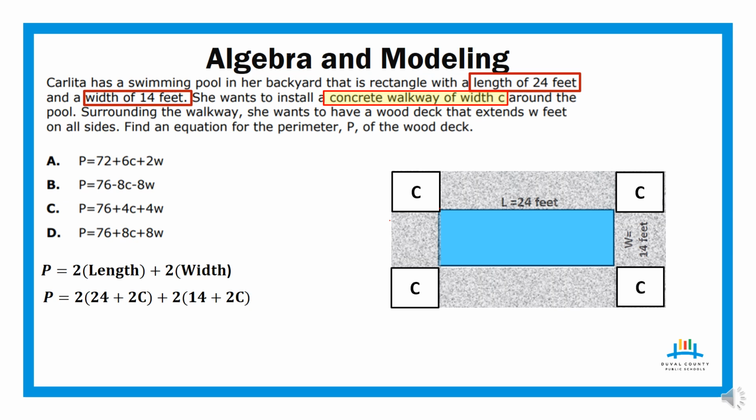So our equation now for the perimeter will be 2 times the 24, the original length, plus our 2 C's on each end, plus 2 times the width of 14, which is the original width, plus the 2 C's for our concrete.